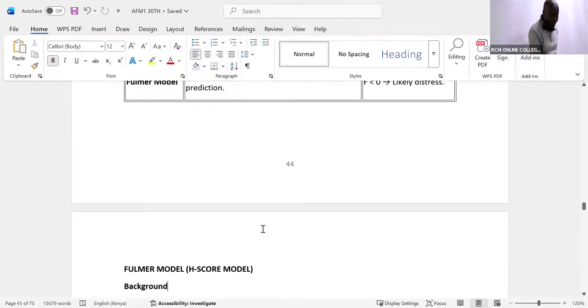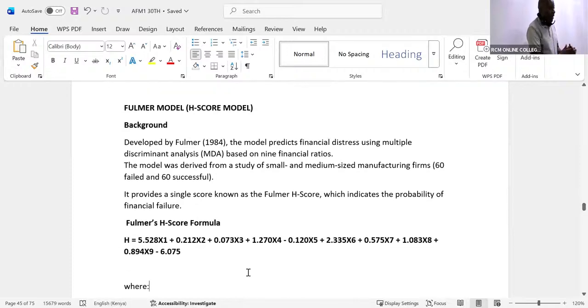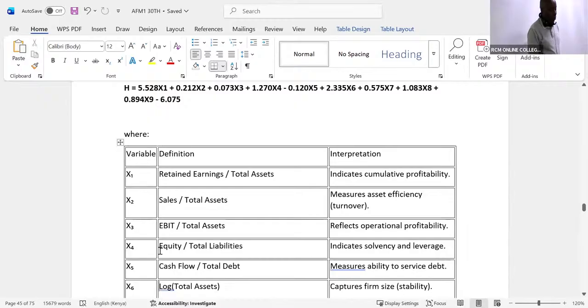When you talk of Fulmer model, it basically makes use of 9 ratios in total. And if it comes, the formula will always be given to you. So no worries. Like you can see there, H equals 5 point whatever, x1 all the way up to x9. And then most importantly, they will guide you how to get those ratios. So for example, x1, they're telling you it's retained earnings over total assets. X2 is sales over total assets. X3. So it will be very easy to be given all the data which you need.